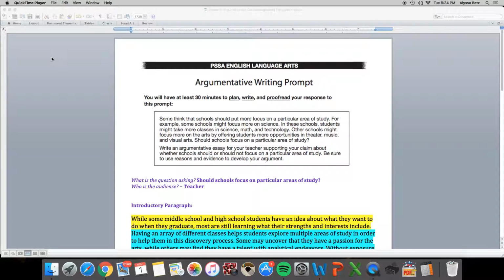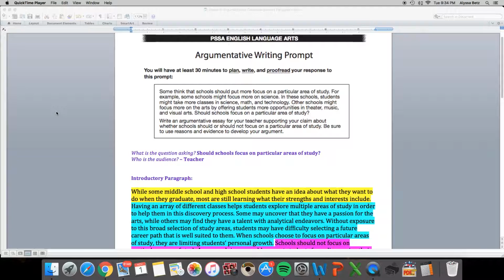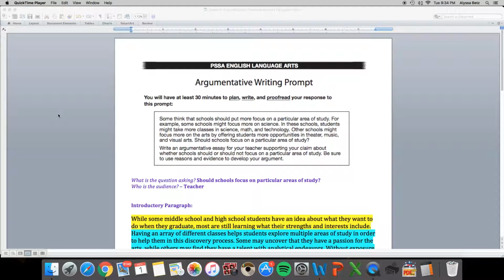Ladies and gentlemen, today we will be taking a look at the next paragraph in our argumentative writing essay that we are doing as preparation for the PSSA English Language Arts open-ended written section. So I'm going to be using the example that I've been presenting throughout the past few weeks to give you an example of what this next paragraph will look like, and then you will use this to model your own paragraph. Today we're going to be looking at what's called a counter argument.